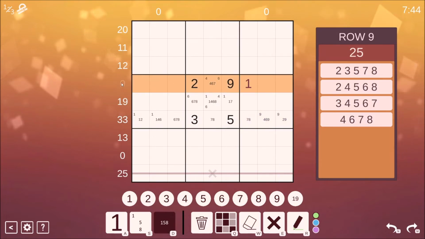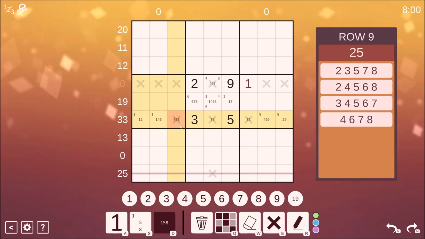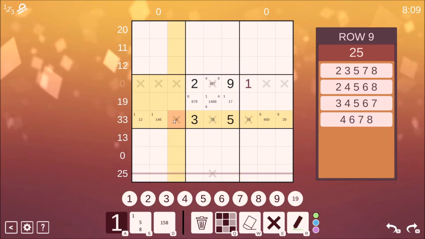I'll go ahead and do that with this row as well, since we have our 1 and our 9 in there. And down here. Oh, it seems I've overlooked this 7 and 8 earlier. And we can actually get rid of that because of the pair. So we can go ahead and place a 6 here.